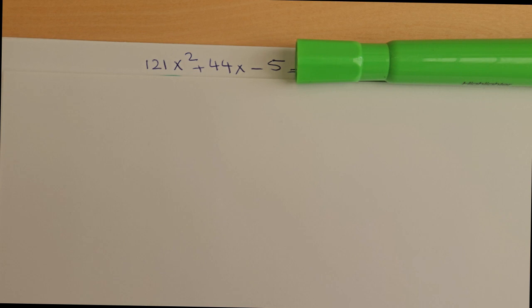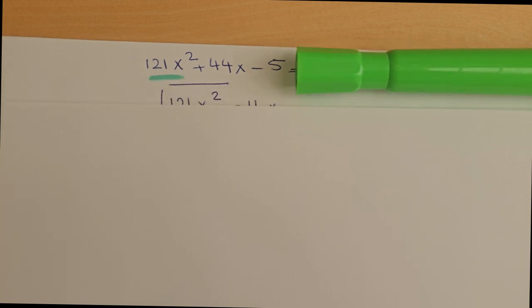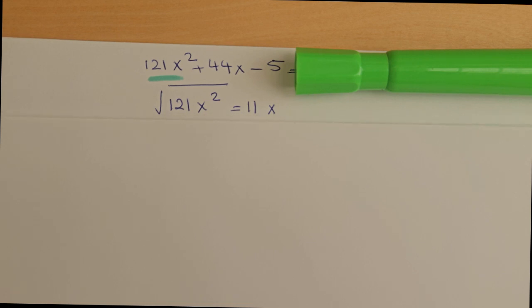Okay, next example, 121x squared plus 44x minus 5. This is another trinomial, and I want you to factorize it using the given identity which I introduced in the beginning of this video. And I want you to factorize it into two linear expressions. Okay, here the first step, as usual, we have to find a term which is a perfect square. Yes, you're correct. 121x squared. We take the square root, it's 11x. Therefore, the repeating term is 11x.